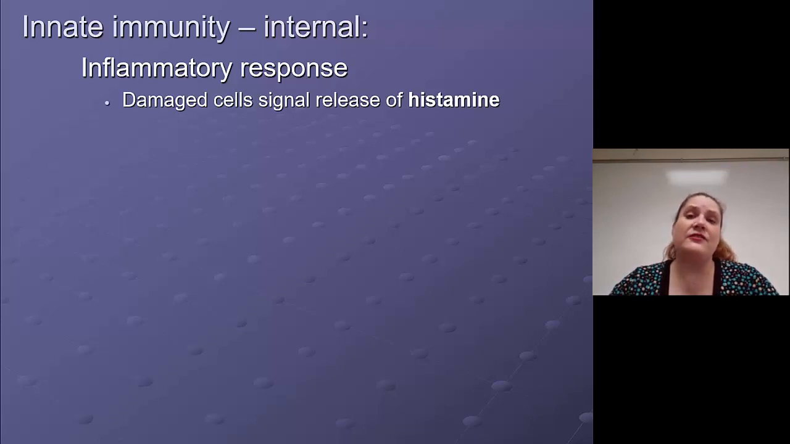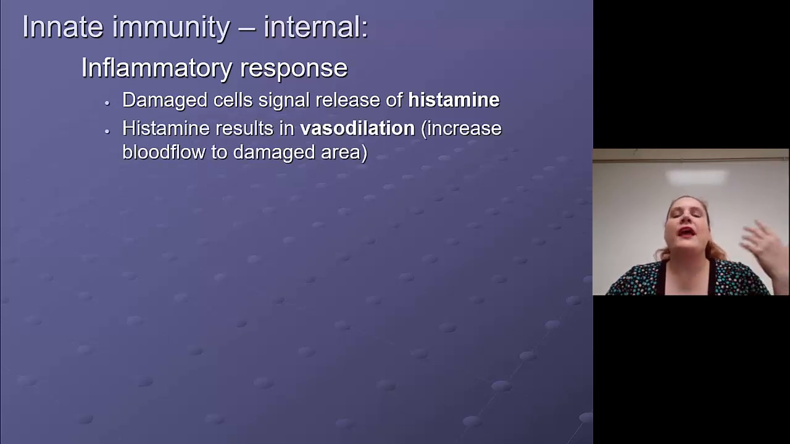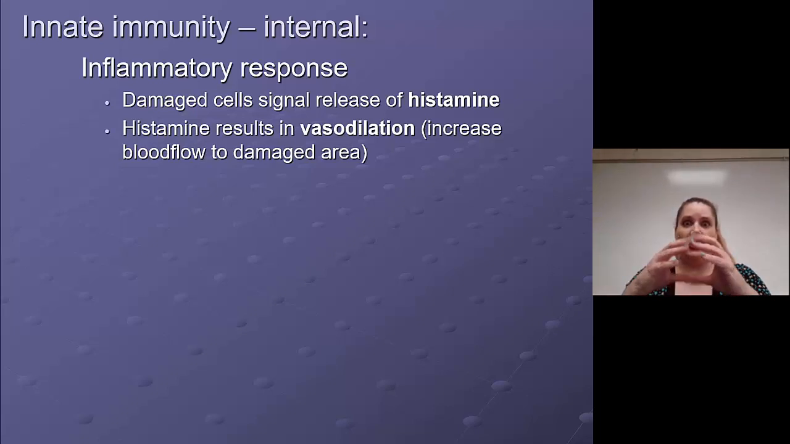So damaged cells signal the release of this chemical called histamine. So histamine gets released, and histamine results in what we call vasodilation. So vaso refers to your veins. Dilation means that they're getting bigger, like when you go get your eyes dilated, it makes your pupils bigger. So vasodilation means that the veins actually get bigger, okay? When the veins get bigger, the tubes get bigger. That's kind of like taking a garden hose and turning it into a fire hose.